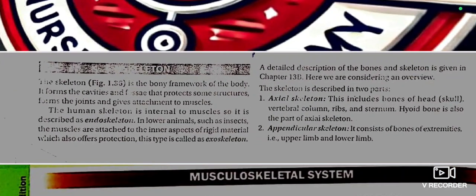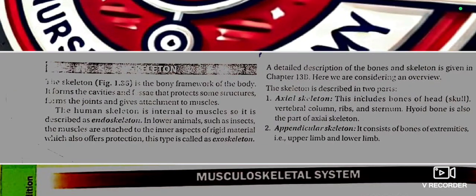Skeletons. The skeleton is a bony framework of the body. It forms the cavities and fossas that protect some structures. That means the skeleton is the bony part. It forms the cavities. Cavities means holes and spaces. In your language you can say space. It protects some structures, which means that in those cavities some organs will be placed and protected. The skeleton does this.